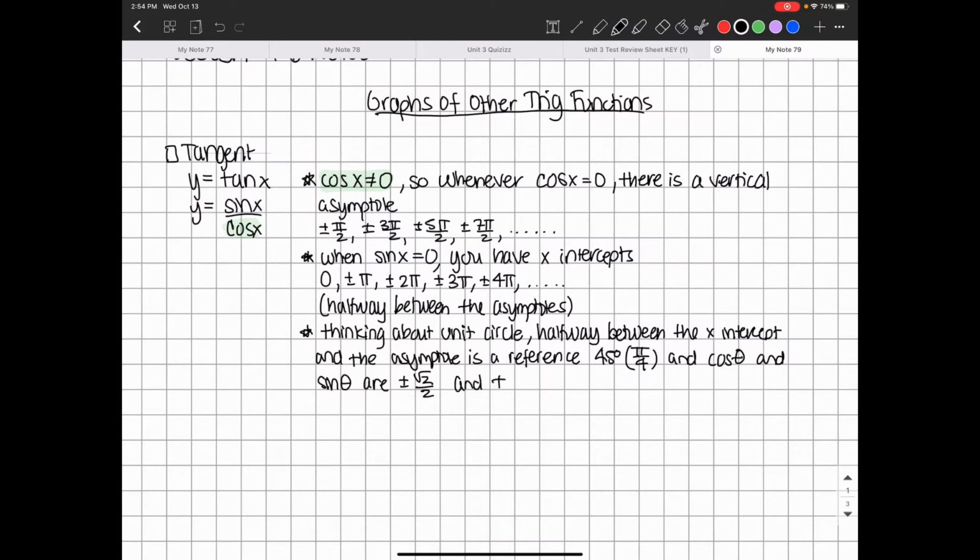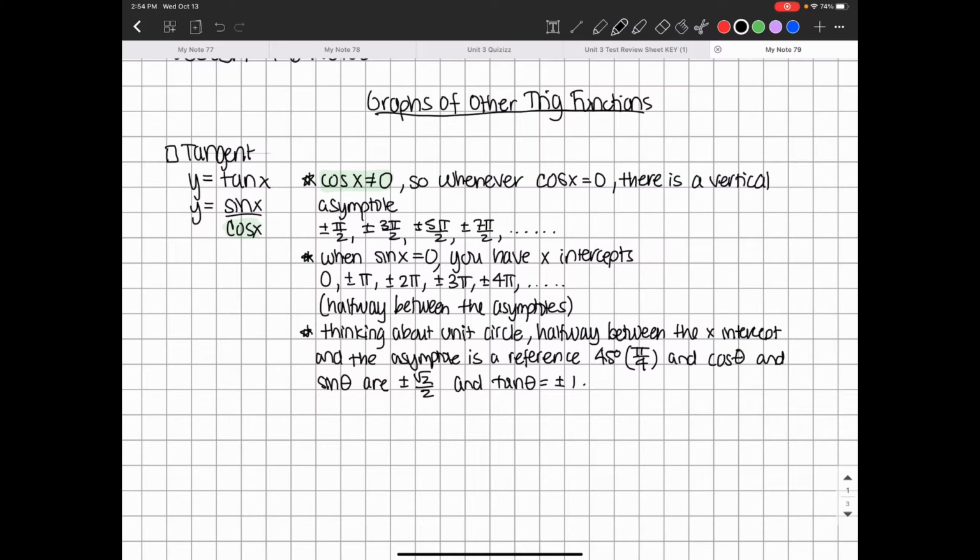And so I know that tangent of theta, if I put square root of 2 over 2 over square root of 2 over 2, or square root of 2 over 2 over negative square root of 2, whichever way I do it, I get one of two answers for tangent, which is plus or minus 1, since they're the same at the top and the bottom.